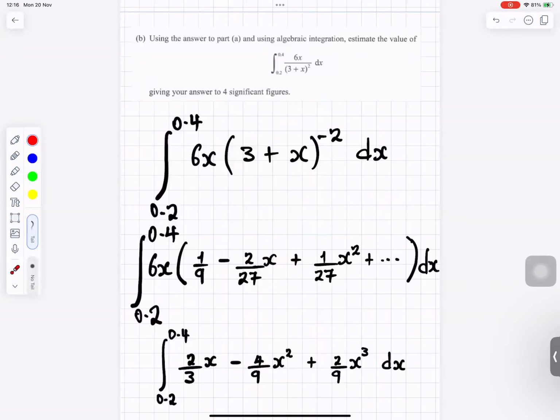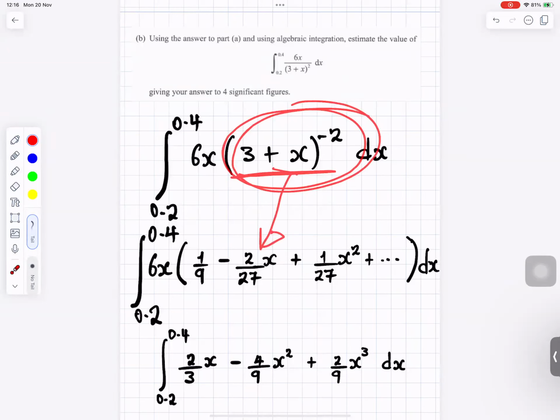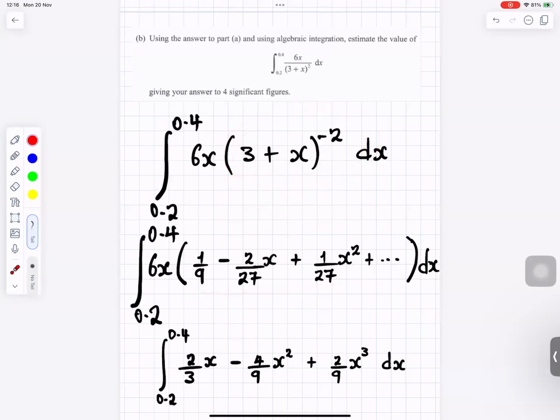The expansion was 3 plus x to the minus 2. We take this 3 plus x at the denominator, bring it to the numerator. So it goes from plus 2 to minus 2. Now we had expanded this one. We put it there, from the previous question. We write it down. We multiply it by 6x. 6x times 1 over 9 gives you 2 over 3x. 6x times 2 over 27, 4 over 9. 6x times 1 over 27, 2 over 9. Now we integrate.